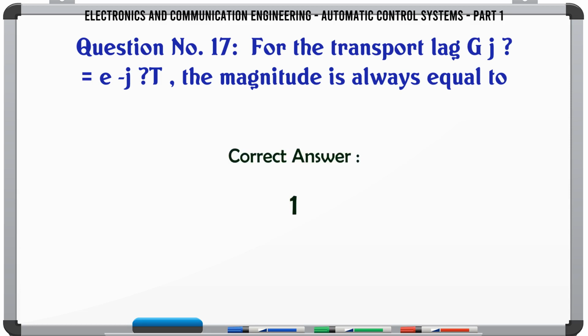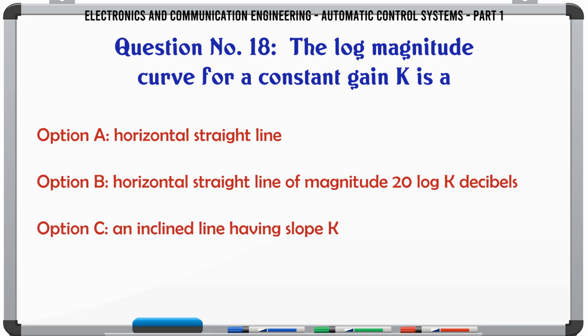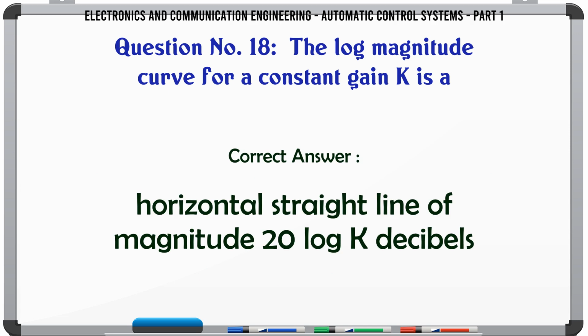The correct answer is 1. The log magnitude curve for a constant gain K is: A, horizontal straight line; B, horizontal straight line of magnitude 20 log K decibels; C, an inclined line having slope K; D, an inclined line having slope K. The correct answer is horizontal straight line of magnitude 20 log K decibels.